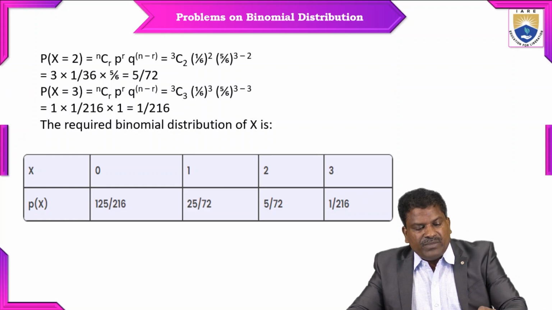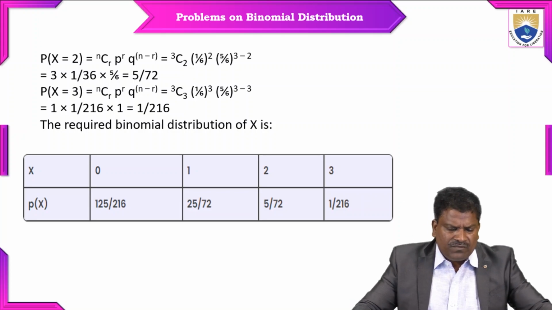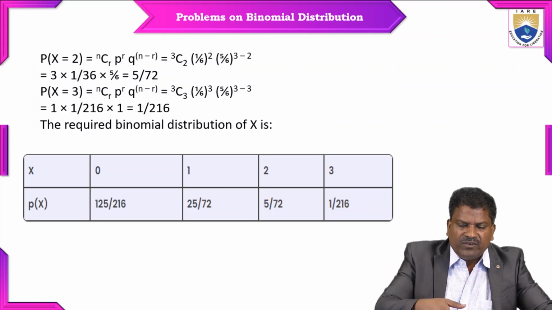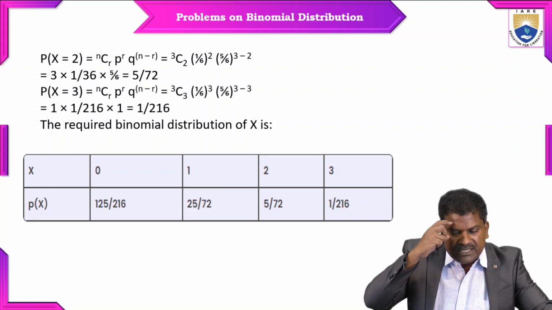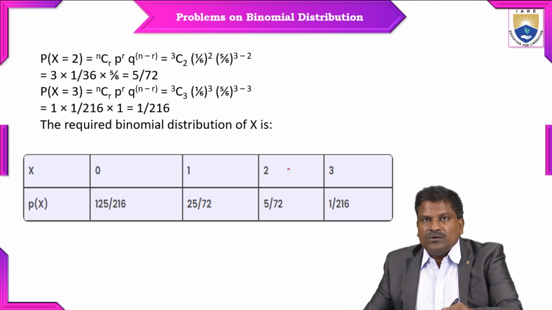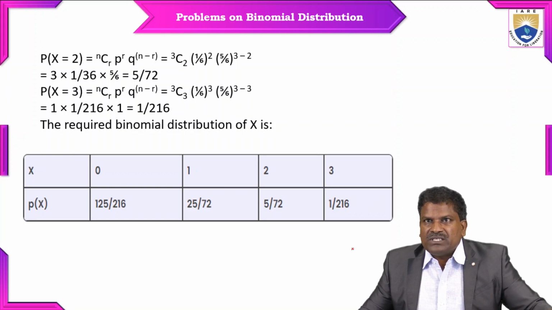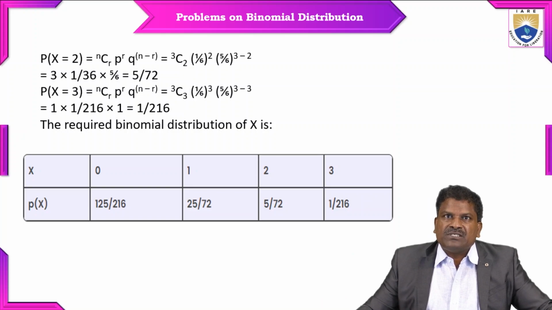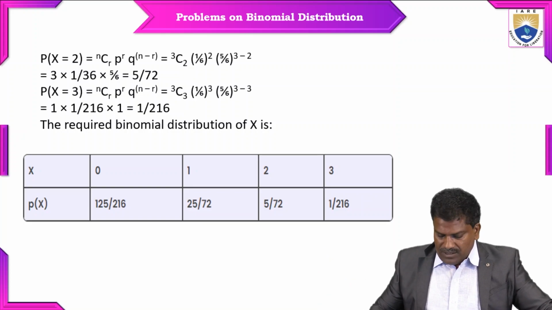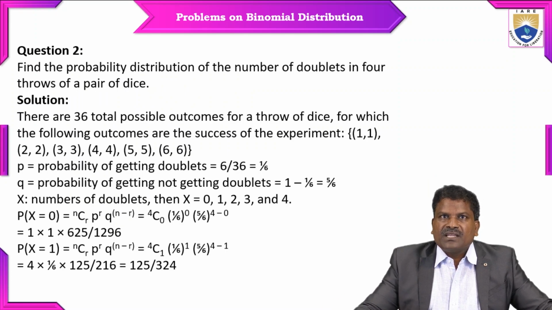For x is equal to 0, its probability P of x is 125 by 216. We found it and we are keeping it in this table. For x is equal to 1, what we found? 25 by 72. For x is equal to 2, 5 by 72. For x is equal to 3, just now we found 1 by 216. Show like this, it is only the binomial distribution. There ends the problem. Next, let us see one more sum.